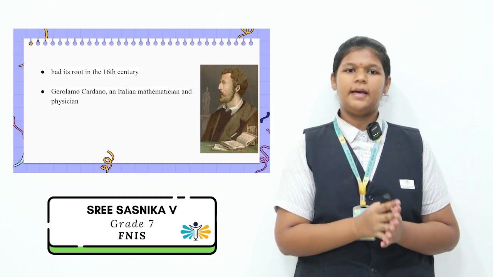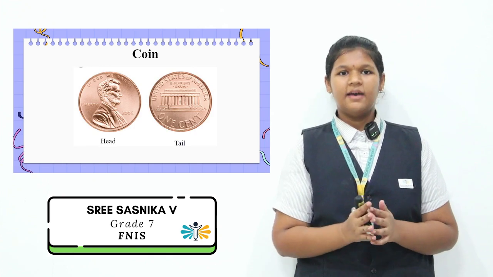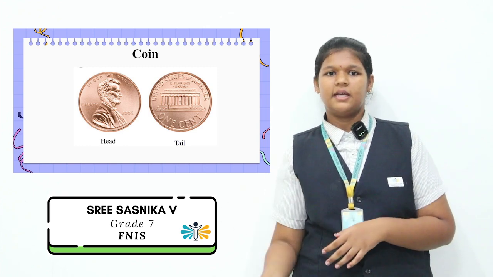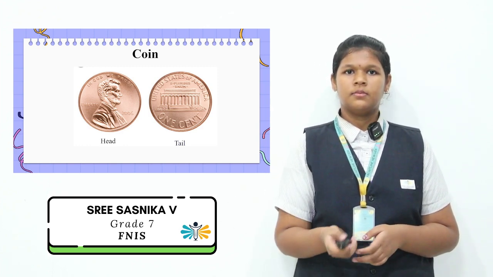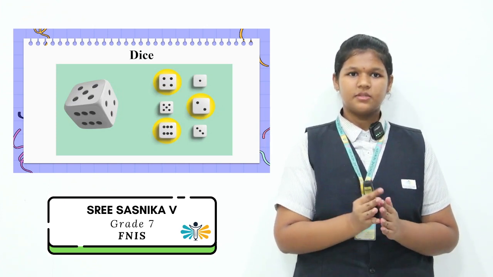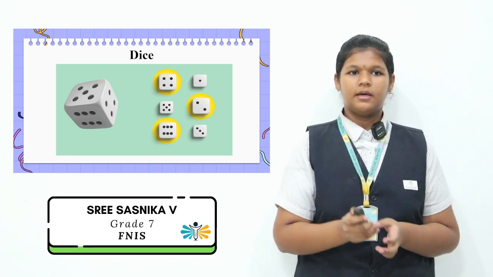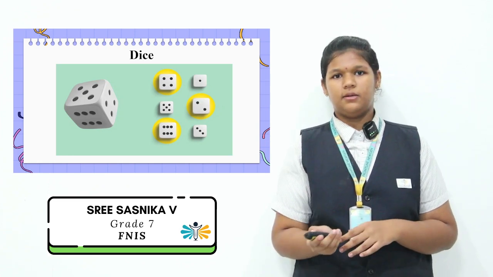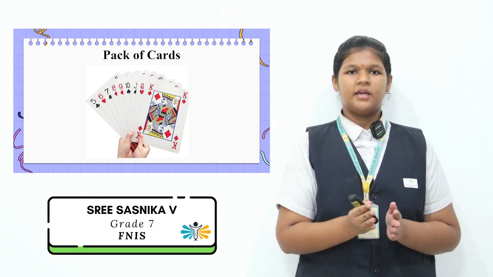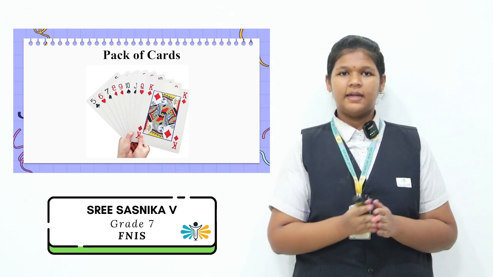Now let's see a few examples in probability. First, a coin. A coin has a 50% chance of getting heads and a 50% chance of getting tails. Dice in probability. A standard 6-sided fair die is easy for understanding all the concepts in probability, and this is a common example. Pack of cards. In a pack of cards, we can use the designs and combinations of different cards in a deck.